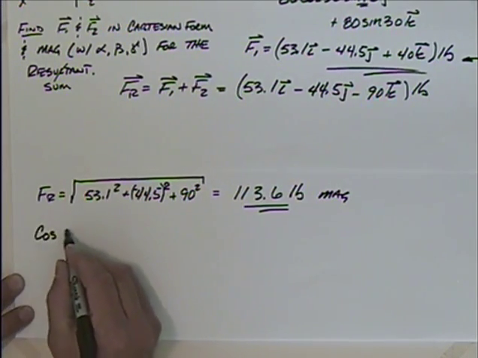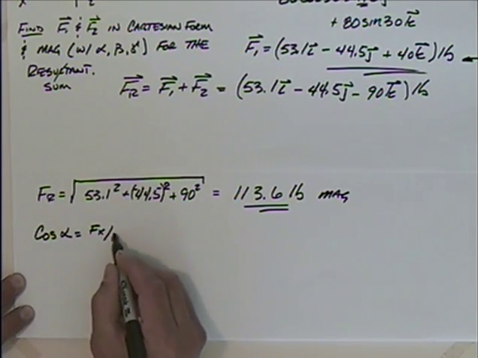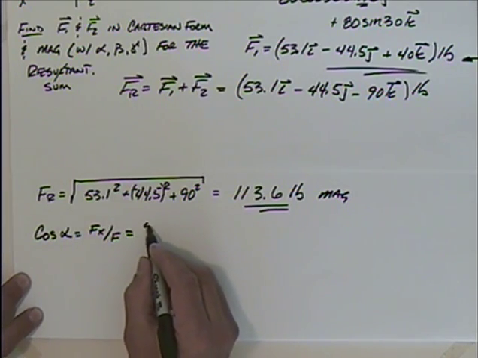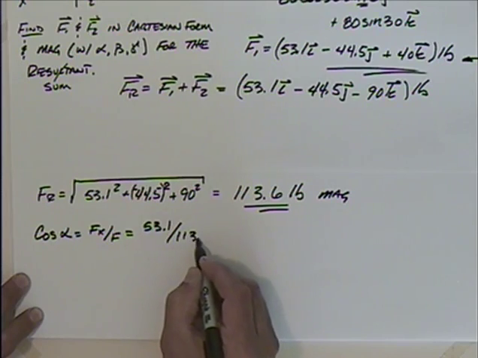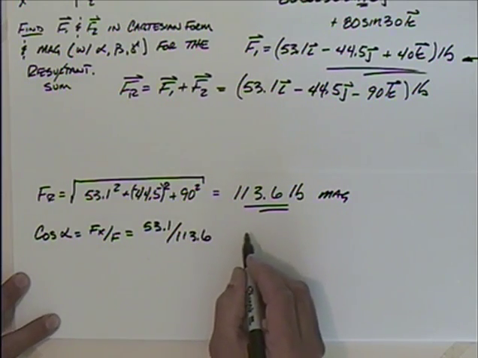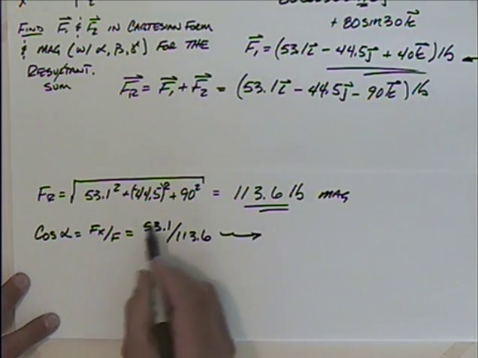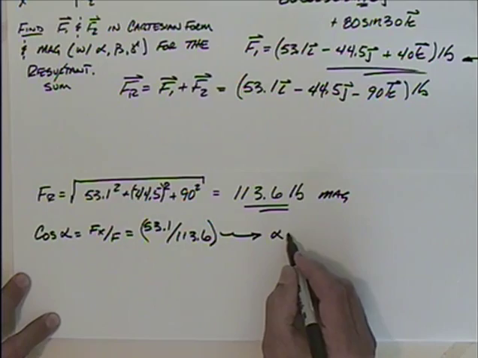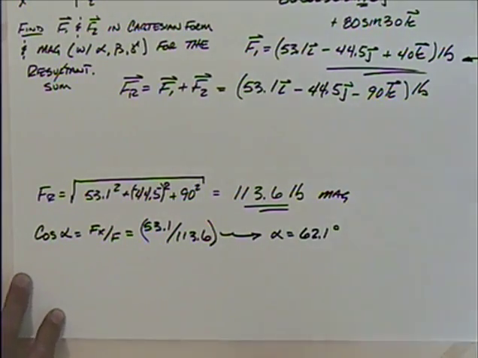Then I can say that the cosine of alpha is equal to Fx over F, which is going to be equal to what? 53.1 divided by 113.6. So solving for alpha, we'd basically take the arc cosine of that piece, wouldn't we? Alpha turns out to be equal to 62.1 degrees. Okay.